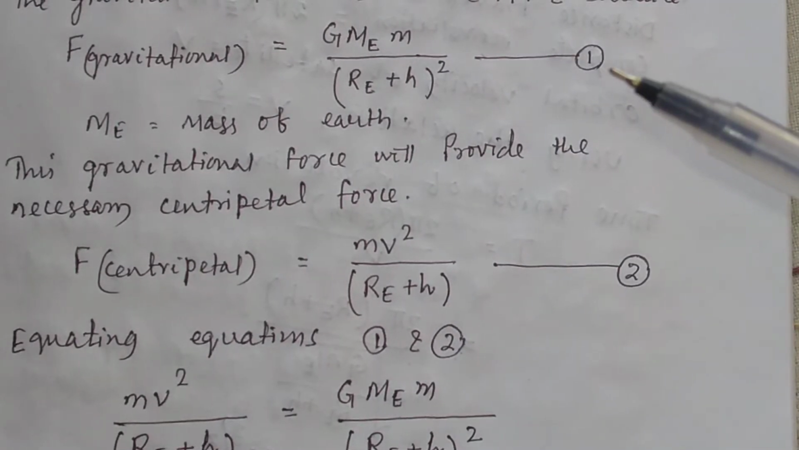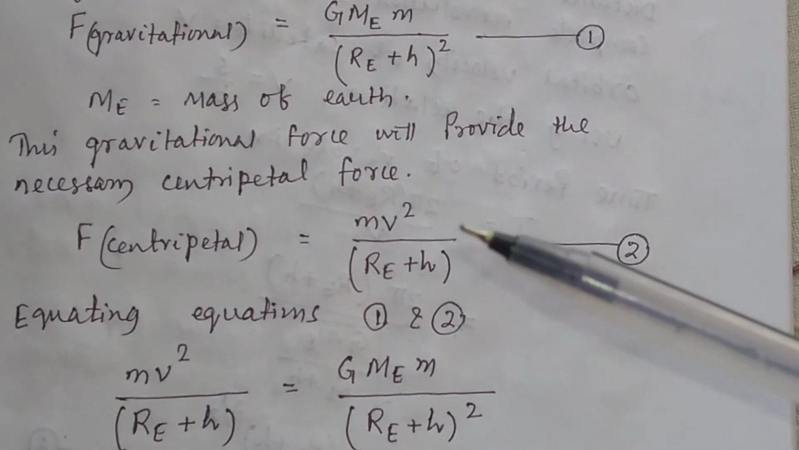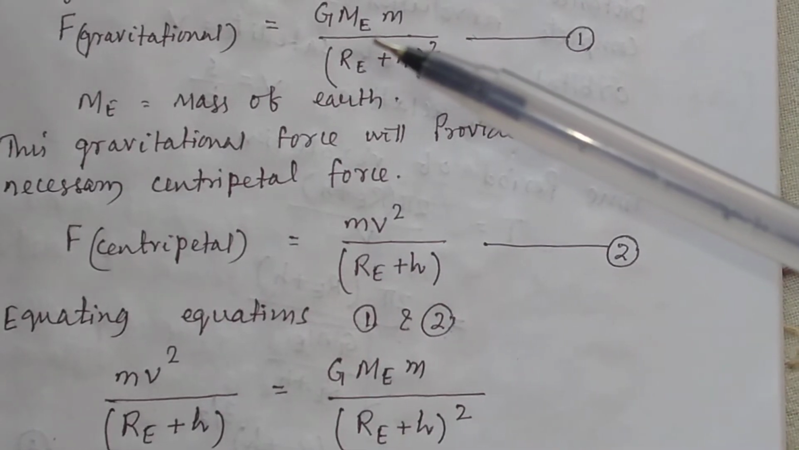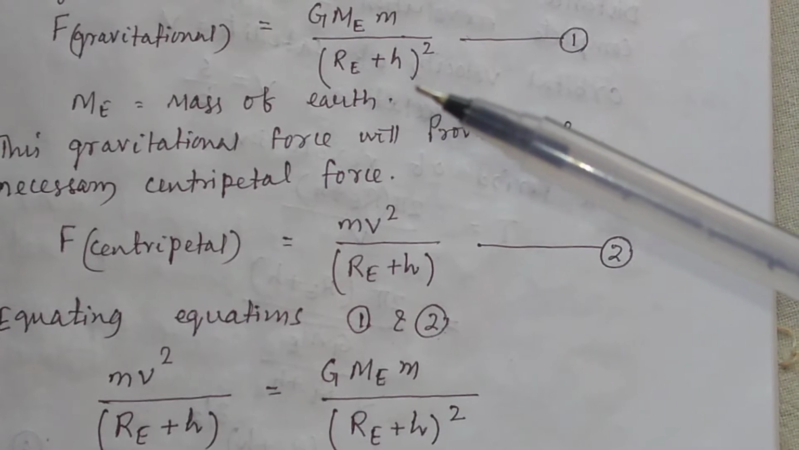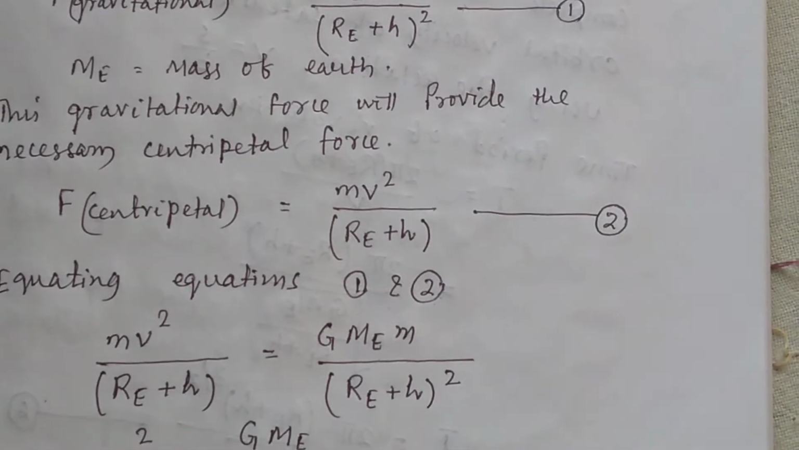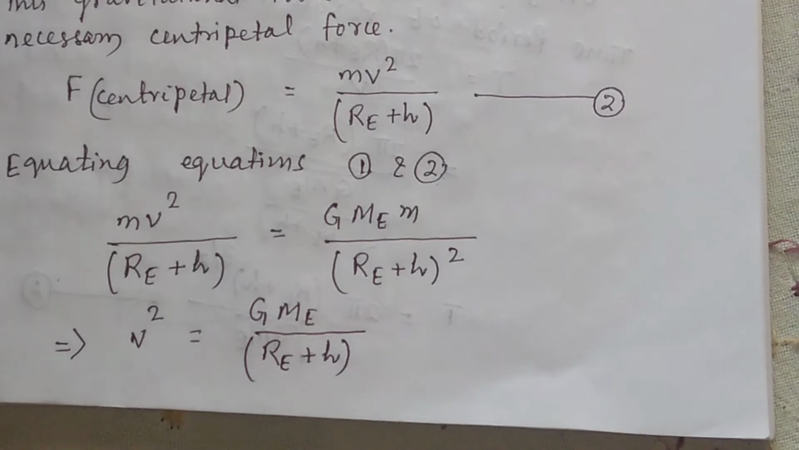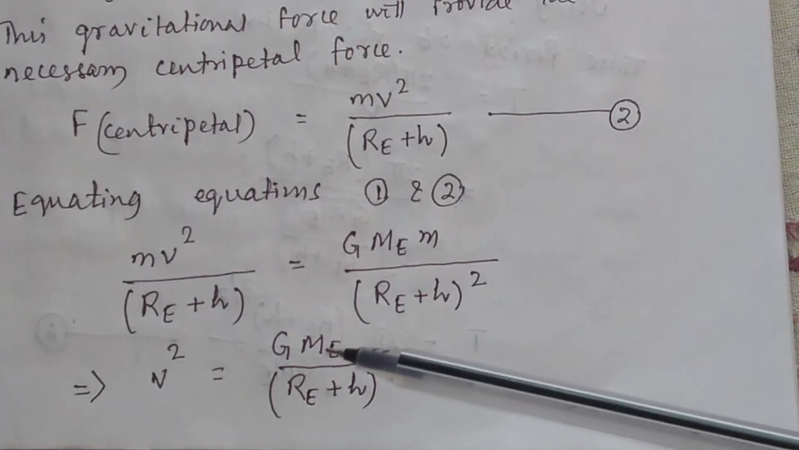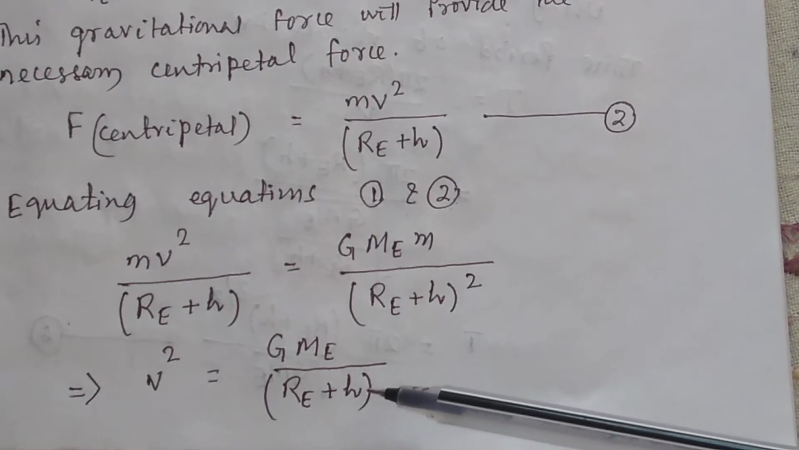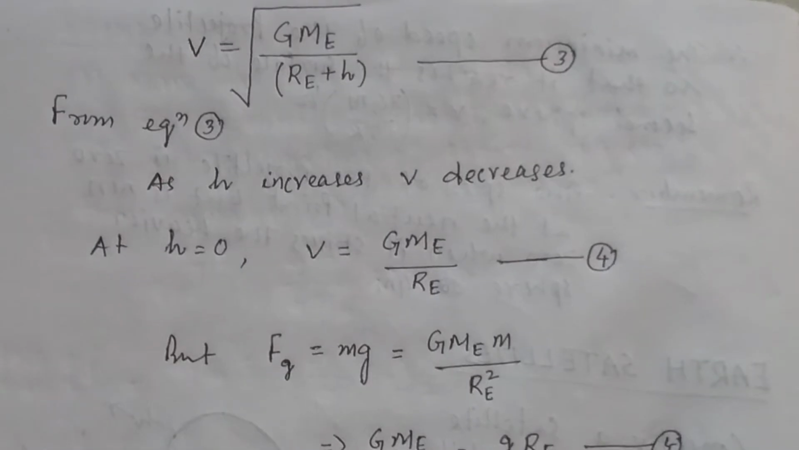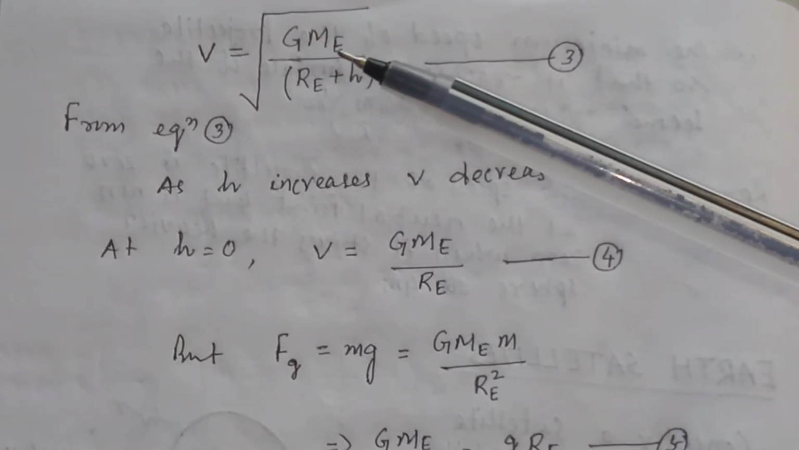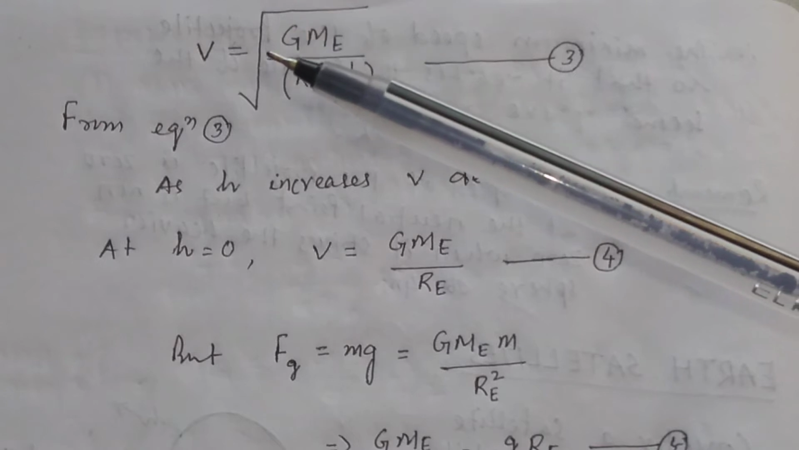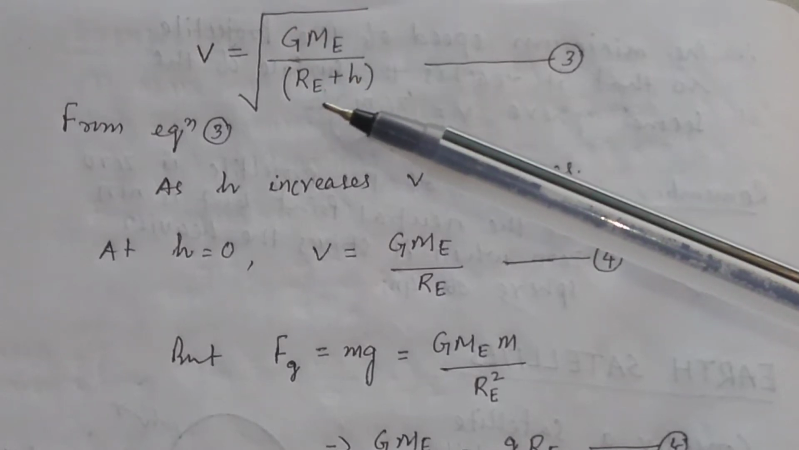Equating 1 and 2, you will get mv square divided by RE plus H equal to GME into M divided by (RE plus H) whole square. If you solve this equation, you will get V square equal to GME divided by RE plus H. So V will be equal to the square root of GME divided by RE plus H. You have to remember this formula for numericals.